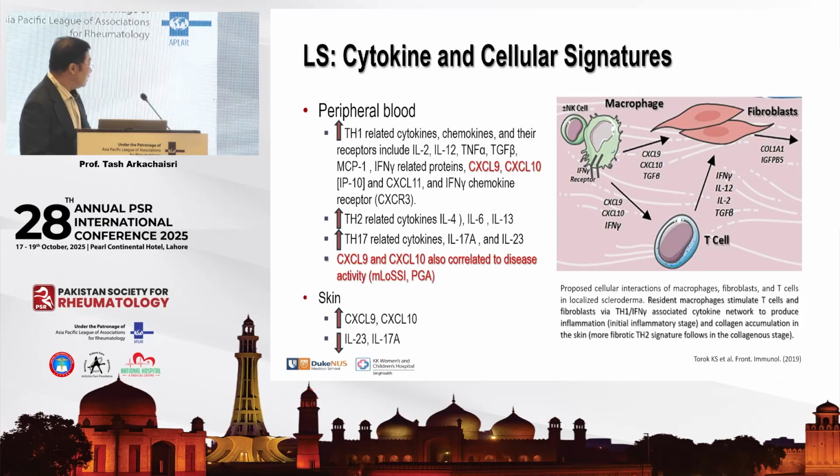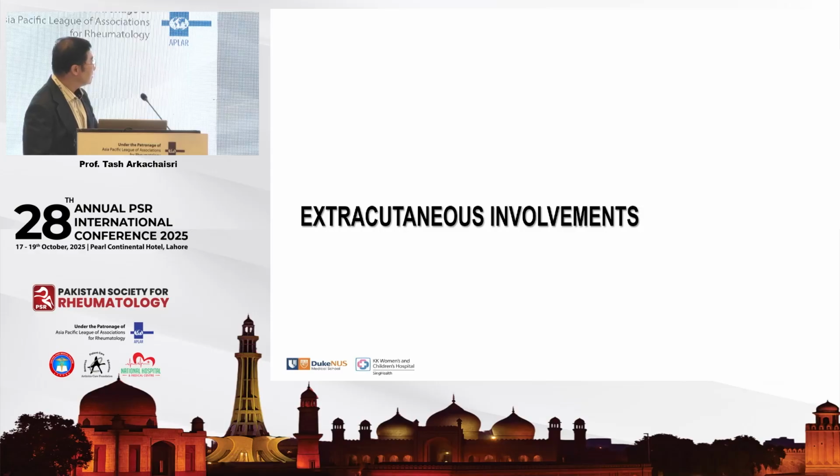Okay, in the skin we also see the Th1 signature. This is interferon related chemokines. And in the skin, for some reason, we don't see anything to do with the Th17. So Th17 targeted therapy is still not in localized scleroderma. But then for the interferon, you may be able to use it in the recalcitrant disease.